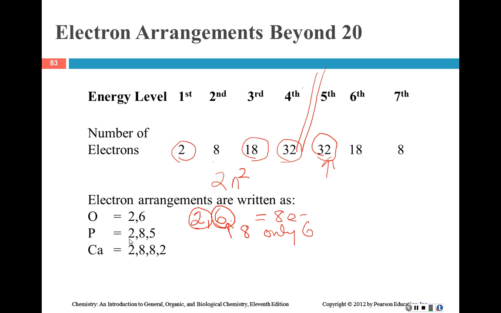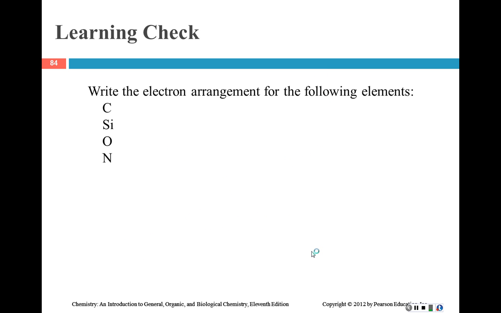Phosphorus, you fill 2, you fill the second one with 8, and then you have 5 in that outer energy level. Calcium, look at the periodic table as you go. 2, 8, 8, and then 2 in that outer level.